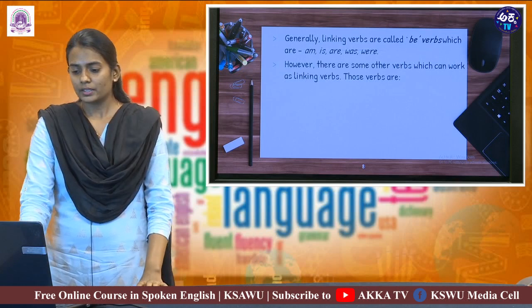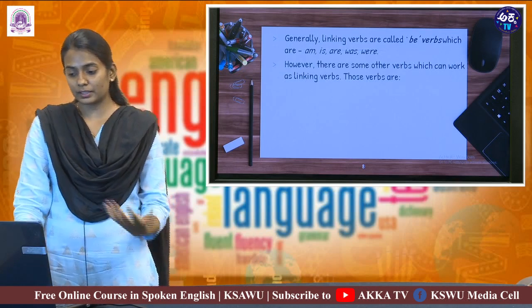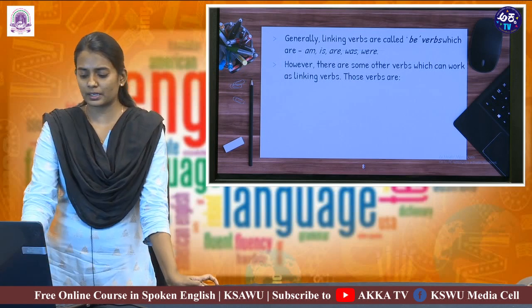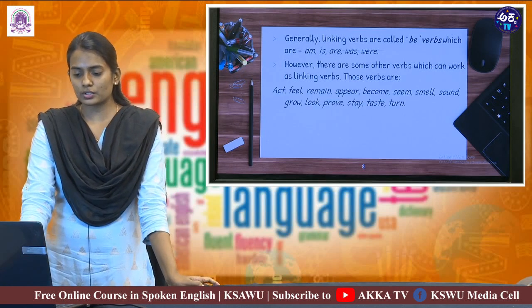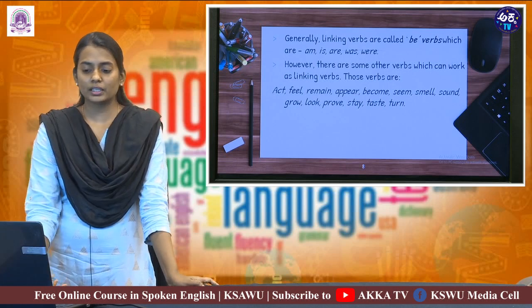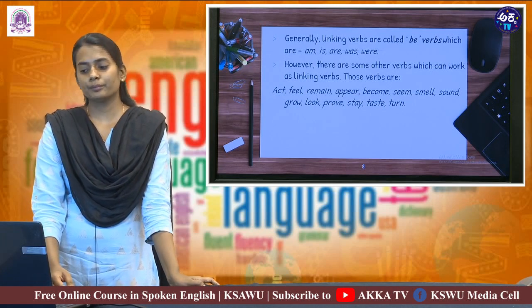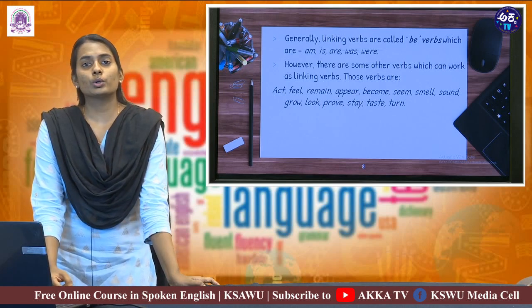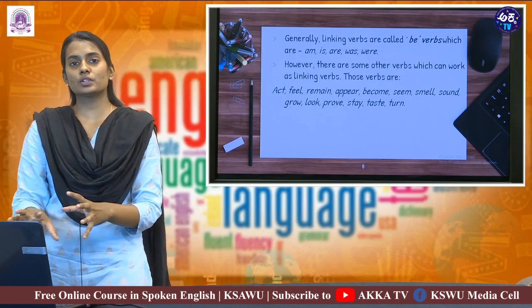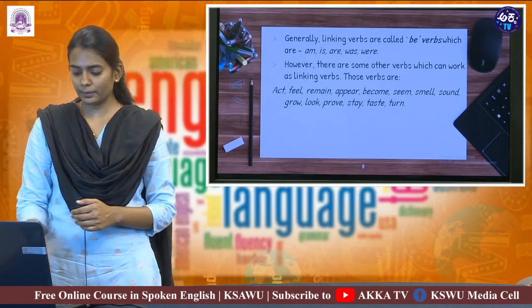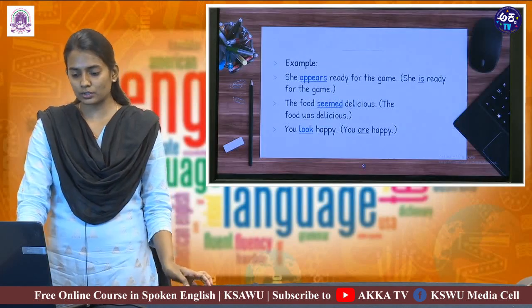However, there are some other verbs which can work as linking verbs. For example: act, feel, remain, appear, become, seem, smell, sound, grow, look. All these verbs can be used as linking verbs. Once we see the examples you will come to know.